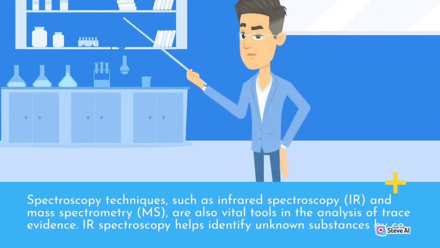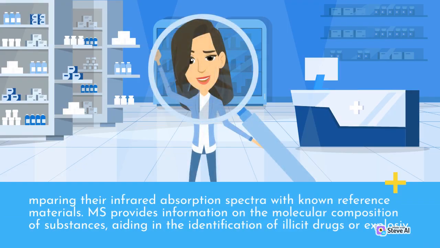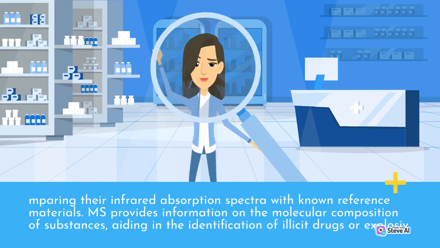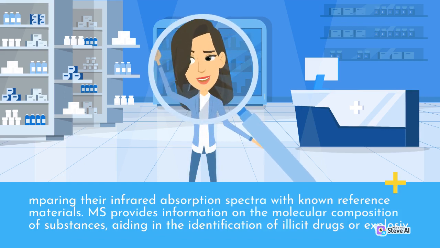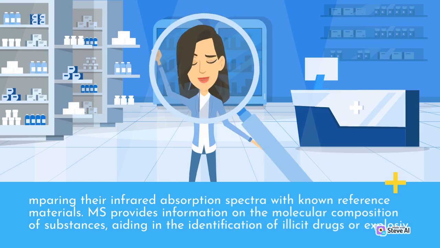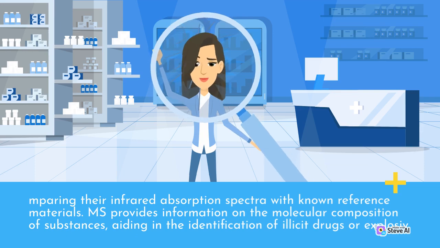Spectroscopy techniques, such as infrared spectroscopy, IR, and mass spectrometry, MS, are also vital tools in the analysis of trace evidence. IR spectroscopy helps identify unknown substances by comparing their infrared absorption spectra with known reference materials. MS provides information on the molecular composition of substances, aiding in the identification of illicit drugs or explosives.